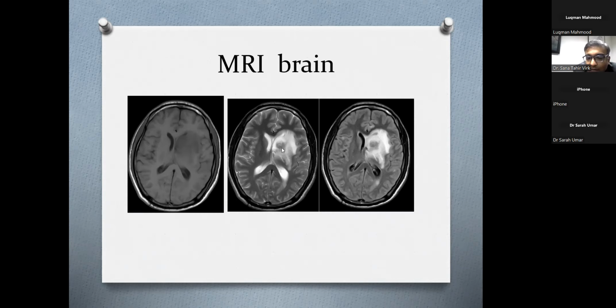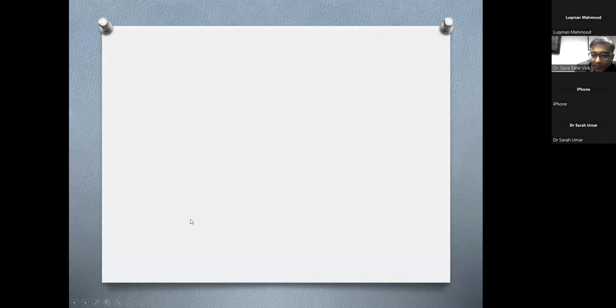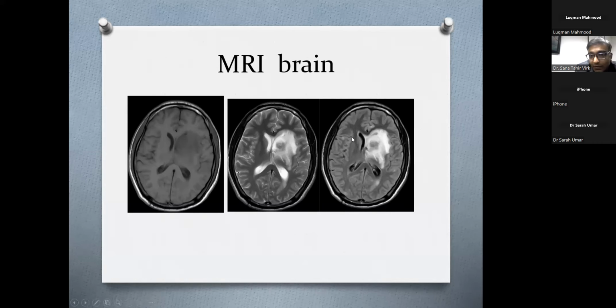So on T2, it appears iso to slightly hypointense with surrounding intense hyperintense vasogenic edema. We see similar signals on FLAIR as on T2. The lesion appears iso to slightly hypointense, and then there is significant vasogenic edema involving the left capsuloganglionic region, and it is causing slight midline shift. In this case, it is causing effacement of the left lateral ventricle and mild midline shift, which is contrary to the case we saw previously.